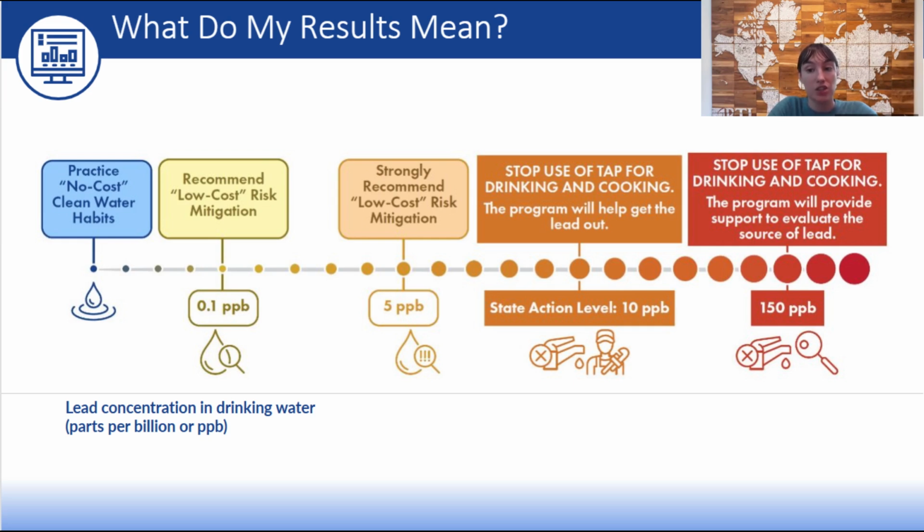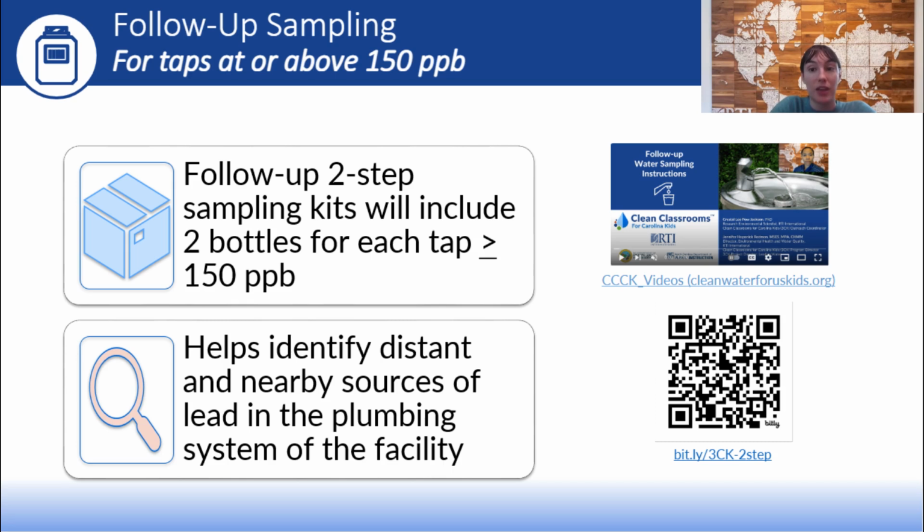For taps above the state action level of 10 parts per billion, you should stop water use immediately and post a do not use sign at this tap. The program will reach out to you to help provide mitigation support. Follow-up sampling is required for taps with lead at or above 150 parts per billion because filters are not certified to remove lead above this level, and we want to better understand the source of this lead.